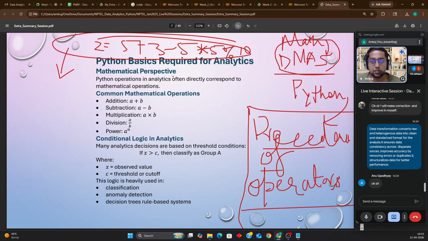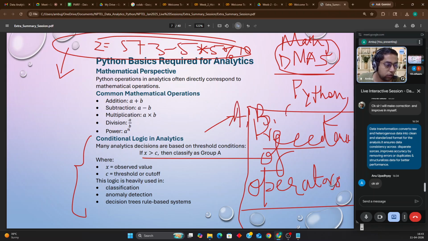Common mathematical operators are addition, subtraction, multiplication, division, and power to the n. Logical conditions are there like this: if x is greater than c, classify the group as A, B, C, or any respective value. Logic is heavily used in classification, anomaly detection, decision trees, and rule-based systems, rule-based analysis. The class logic is heavily used.